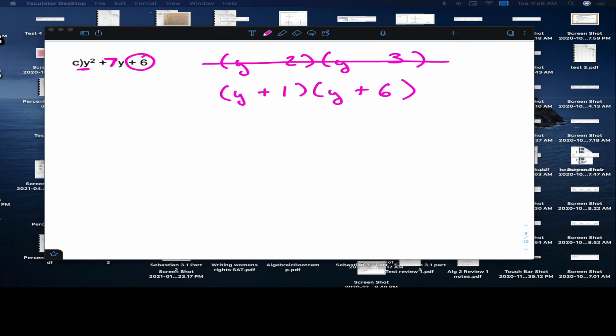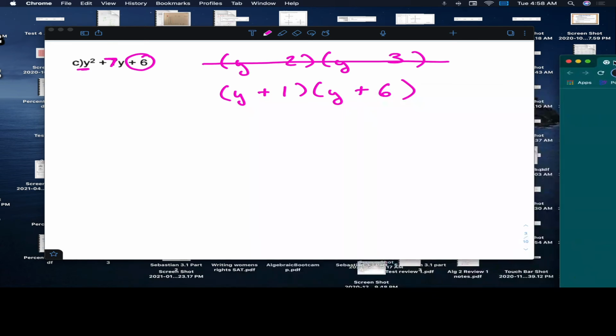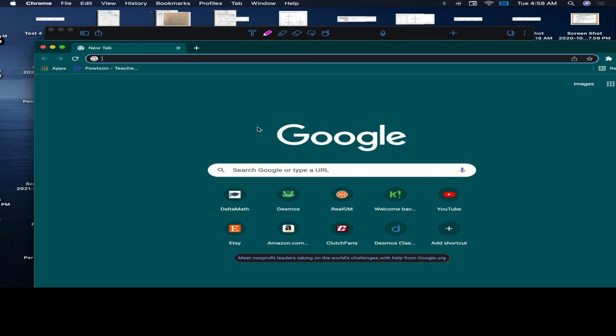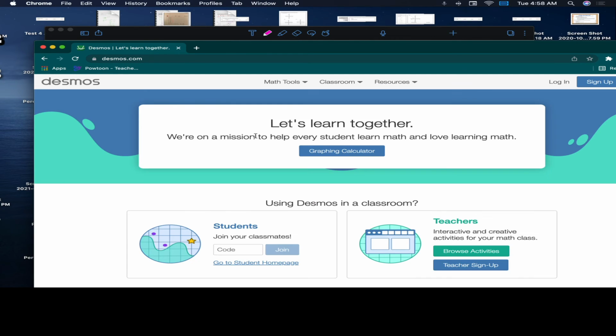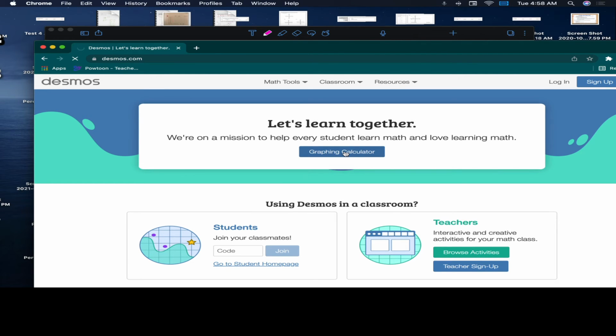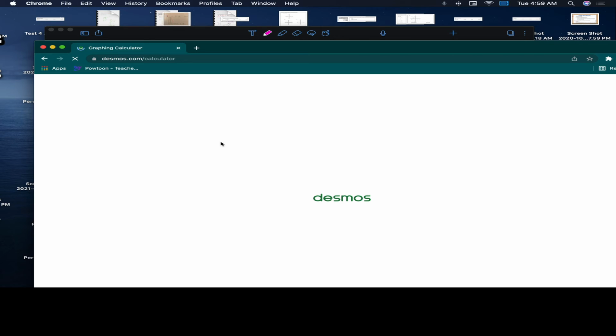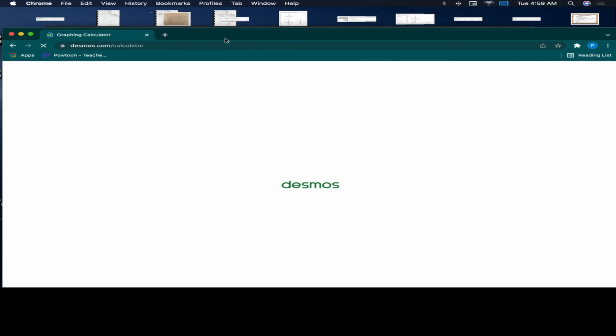If you don't have a calculator present, you can still very easily do this by hopping on to Desmos, if Desmos will load. Let's see here. Come on, Desmos.